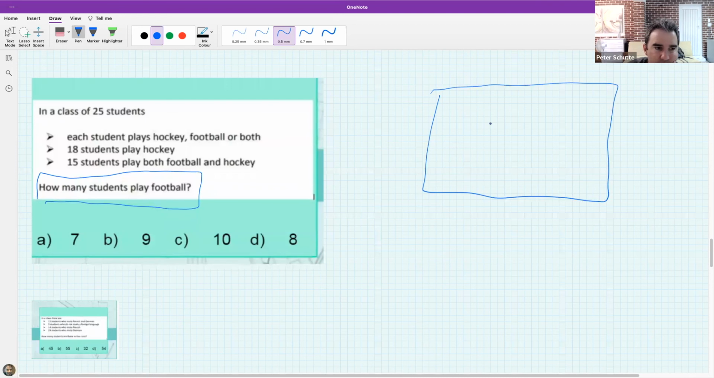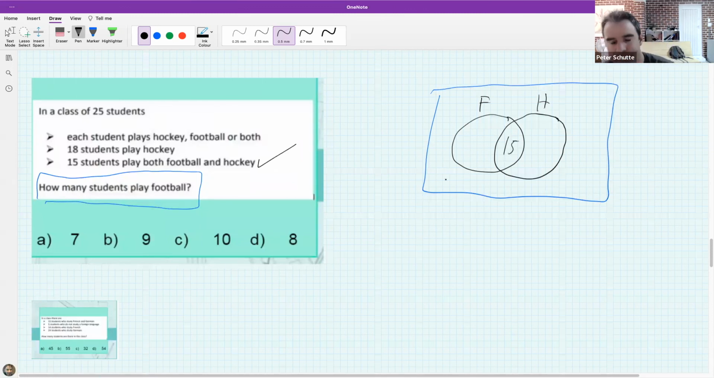So we have 15 students who play football and hockey. So there must be some students who do both. So my Venn diagrams are going to overlap. I've got football and hockey, and I'm going to put 15 over here. So then 18 students play hockey, which means this must be 3.